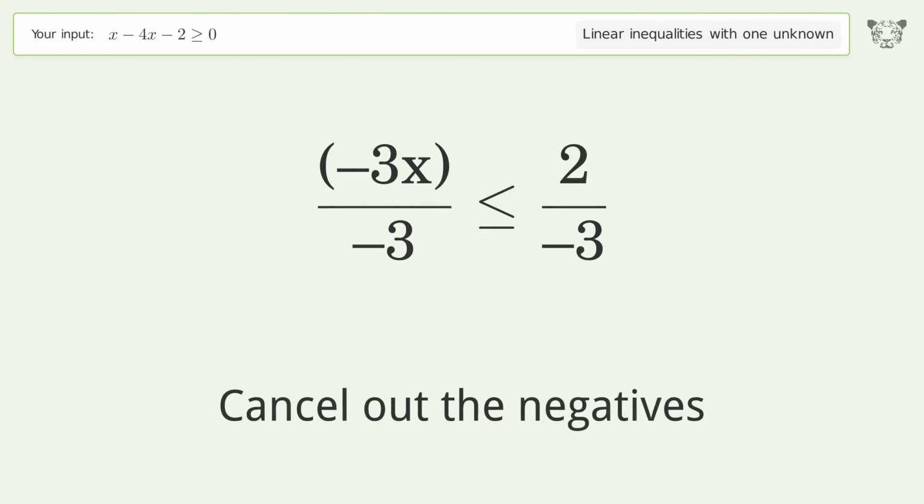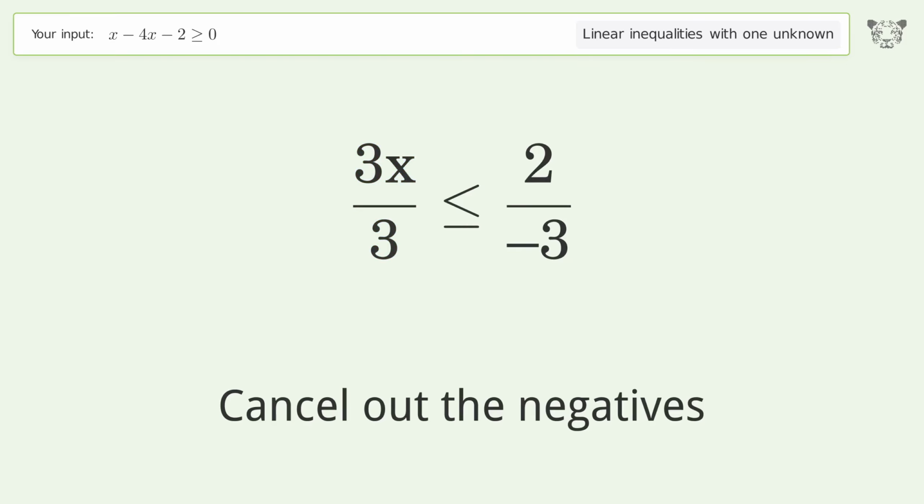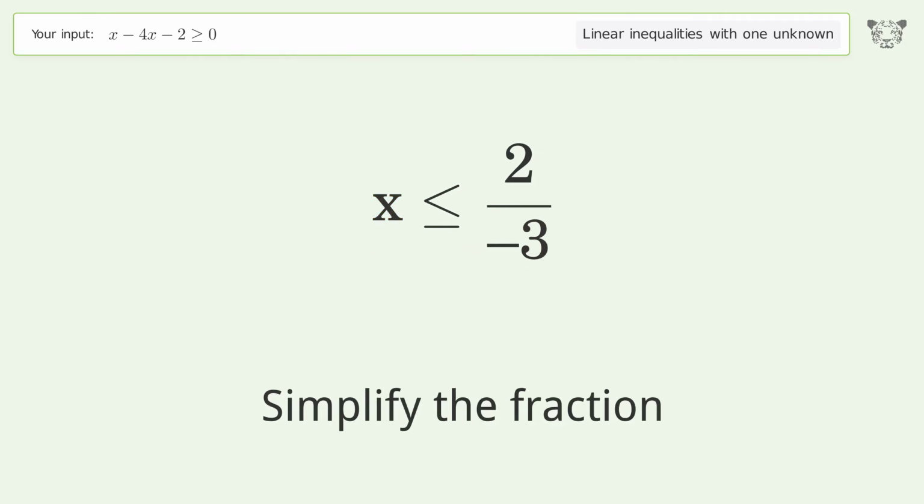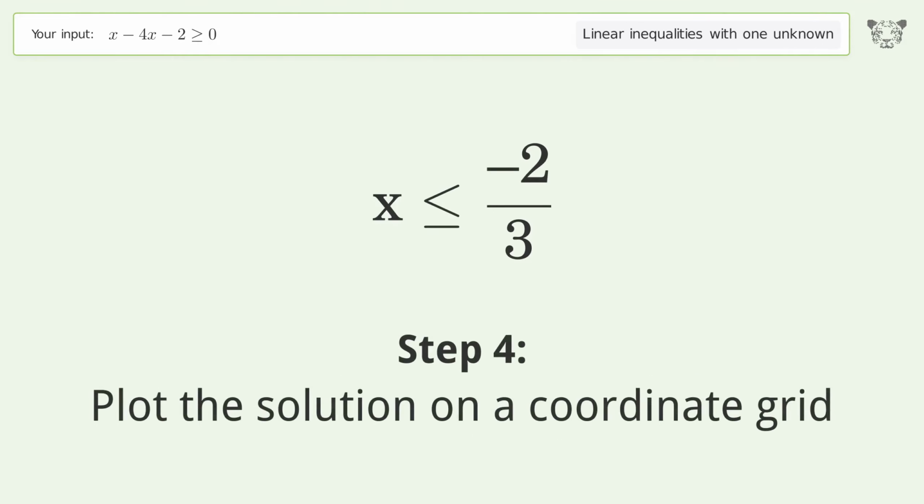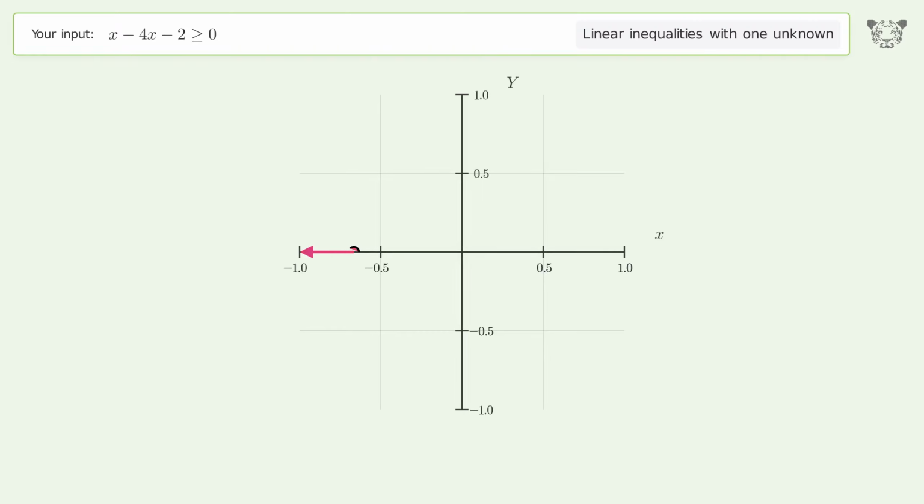Cancel out the negatives. Simplify the fraction. Move the negative sign from the denominator to the numerator. Plot the solution on a coordinate grid. And so the final result is x equal or smaller than -2/3.